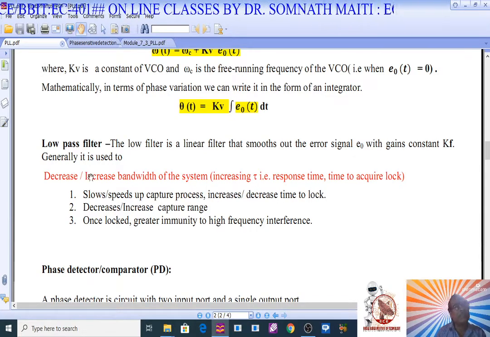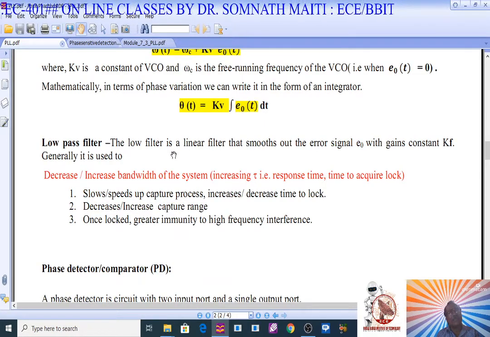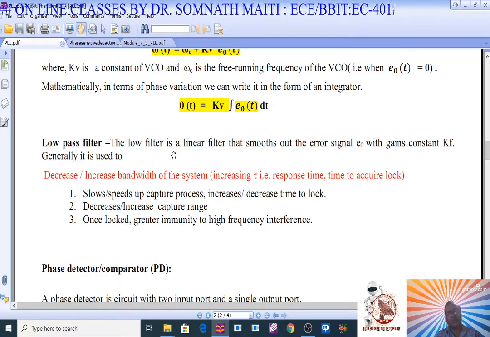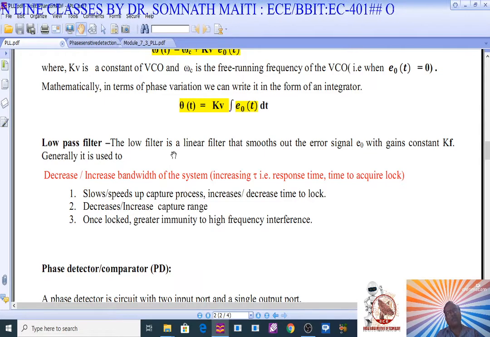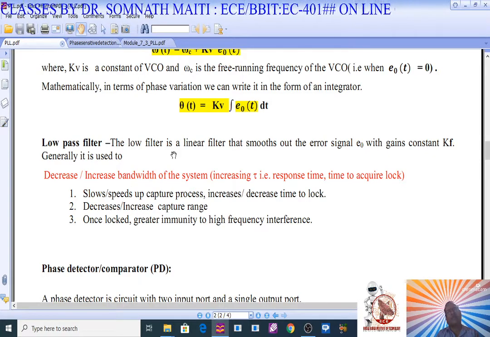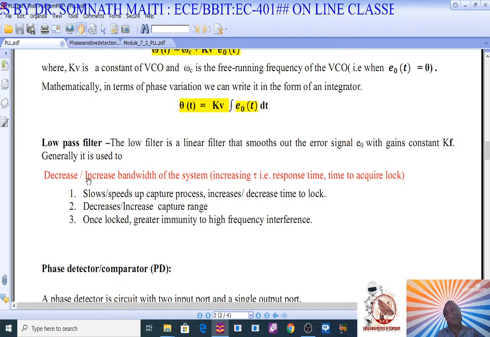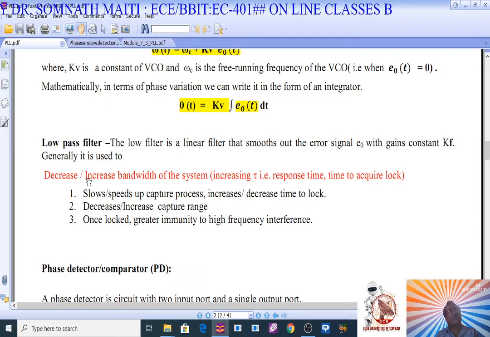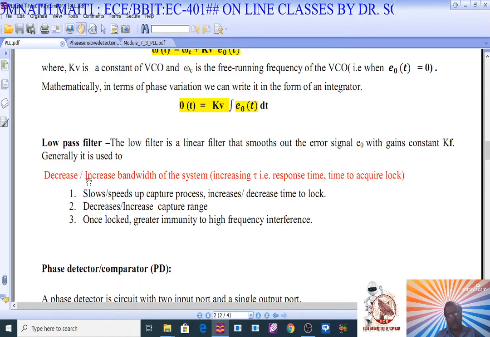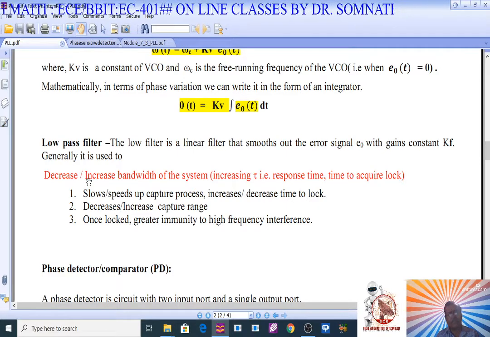Now what is the use? Basically it decreases or increases the bandwidth of the whole system, that is the PLL. Any low pass filter or high pass filter is characterized by its bandwidth. Bandwidth means the range of frequencies allowed by the filter. Let's say a low pass filter whose bandwidth or cutoff frequency can be varied by varying its circuit parameters. If it is an RC circuit, if you vary the value of R and C, its cutoff frequency varies.